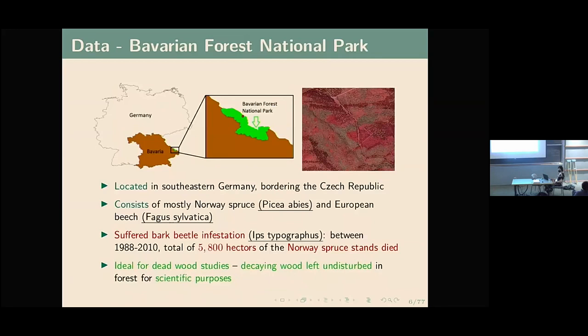Our study area lies in the Bavarian Forest National Park, which is located in southeast Germany, as one would expect if it's Bavarian. It consists mostly of Norway spruce and European beech trees, and is well suited for dead wood studies because it suffered a heavy bark beetle infestation, which resulted in the destruction of nearly 5,800 hectares of spruce stems. The dead wood was left as is within the national park for reasons of scientific purposes and studies and such. So all of this gray stuff that you see, that's all dead.